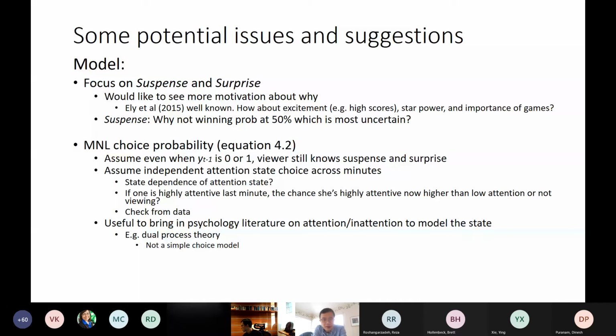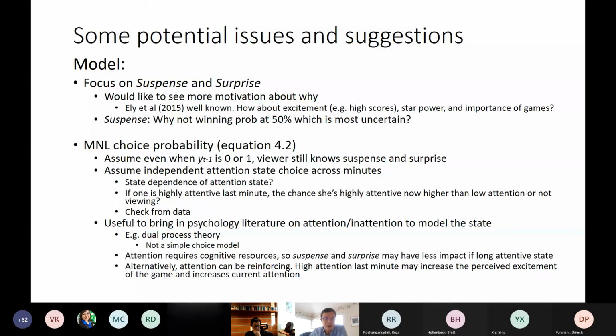Okay, all right, so I'm talking about the choice probability model. If I think about the dual process theory, this is not just a simple choice model. It is actually about something like attention could require cognitive resources. And therefore, I can think about suspense or surprise may have less impact if an individual is already depleted of resources. If the person has paid high attention for a long time, then maybe this person will more easily turn to low attention states.